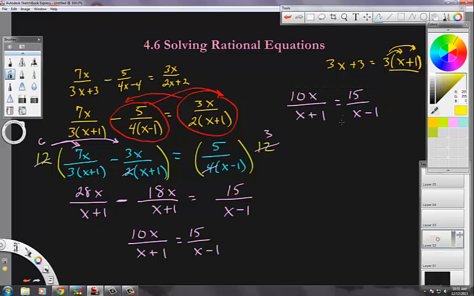Okay. We now have a proportion, and this is going to happen in almost every problem at some point. You're going to have a proportion. We're going to cross multiply. Okay, here's my equal sign. I'm going to cross multiply. So I'm going to have 15 times x plus 1. That's going to be 15x plus 15.